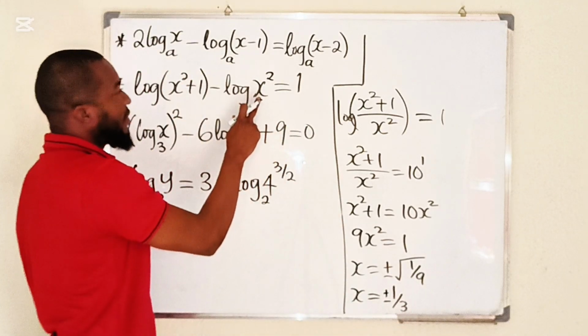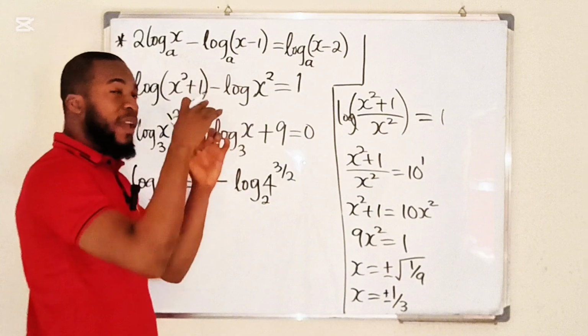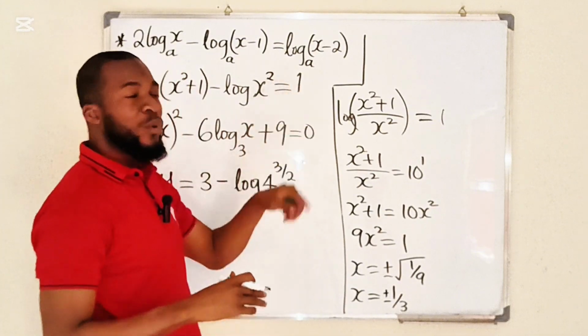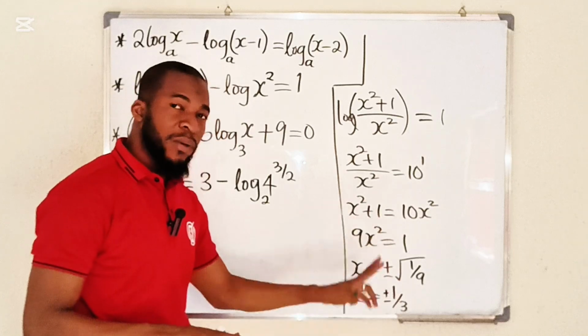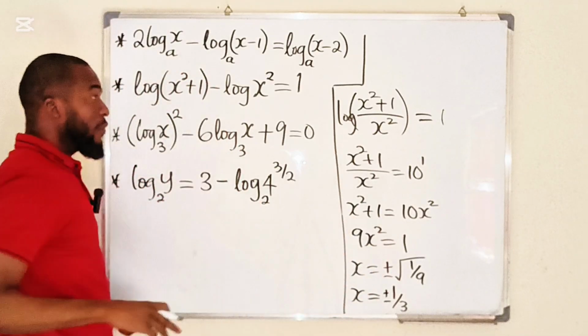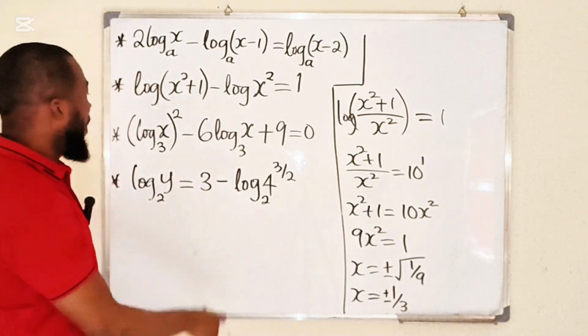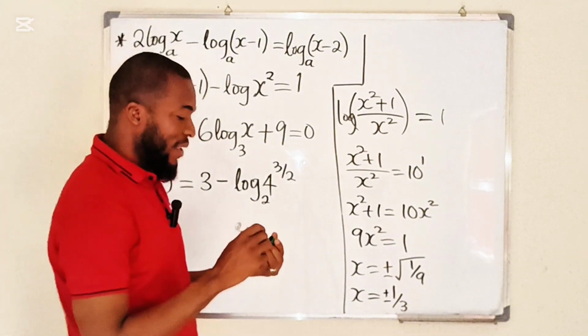Because x is to the power of 2, whether it is negative or positive, the power of 2 will transform it to positive. Therefore, both plus and minus 1 over 3 will satisfy this equation. If you like, you can test it. Let us move on to equation number 3.